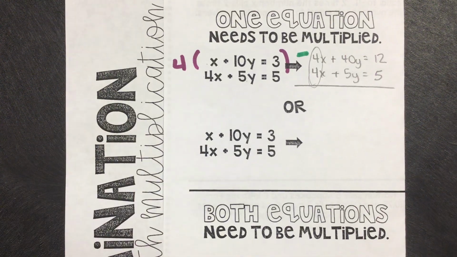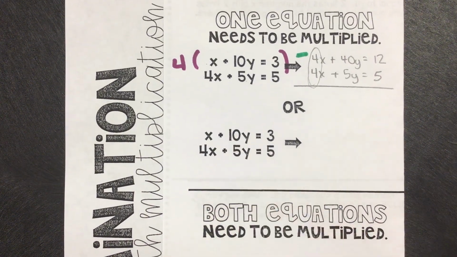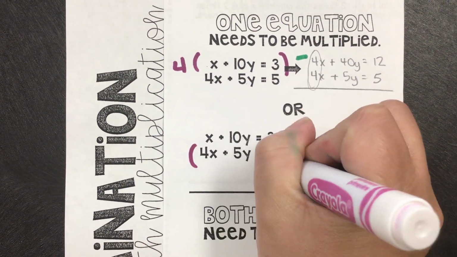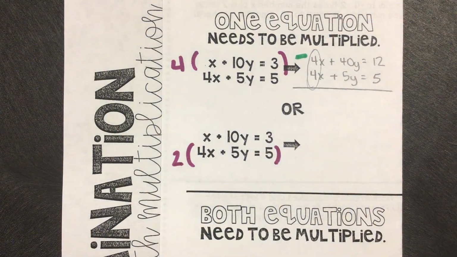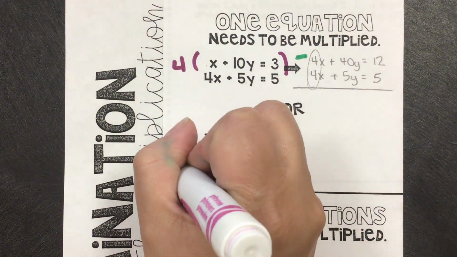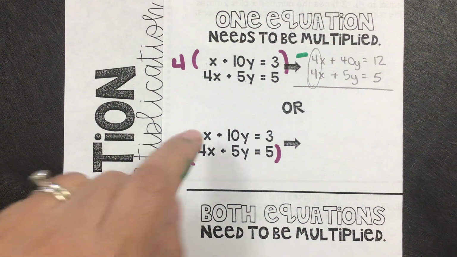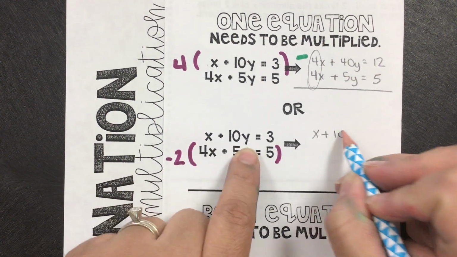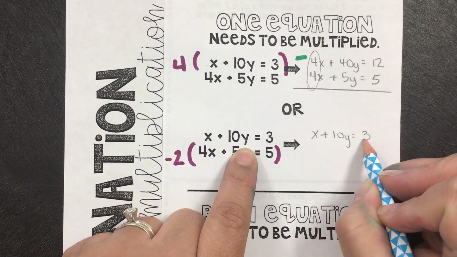But you could also try to get rid of the y values. To get rid of the y values, what I'm going to do is multiply that second equation by a 2. I also wanted to show you that you can also multiply by a negative 2. So it could be a 2 or a negative 2. That means that we have to rewrite the equation exactly like we see the top one. So x plus 10y is equal to 3.